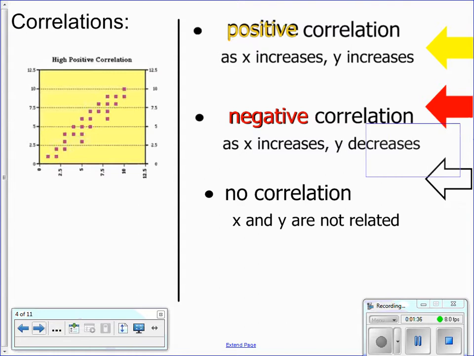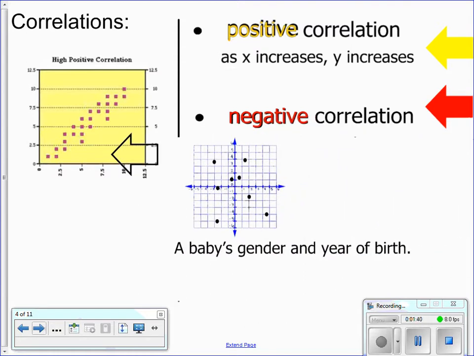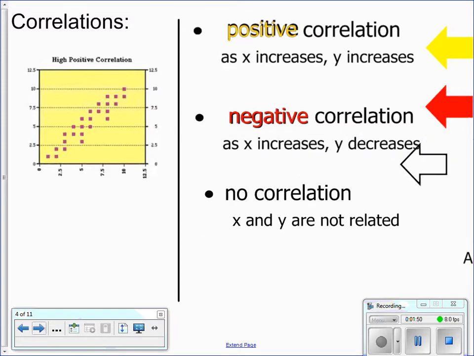And we can have no correlation. They're not related at all. For example, a baby's gender and the year of birth. It's not like if you were born in 1995, we had a whole bunch of boys, and then in 1996, we had all girls. Doesn't work like that.